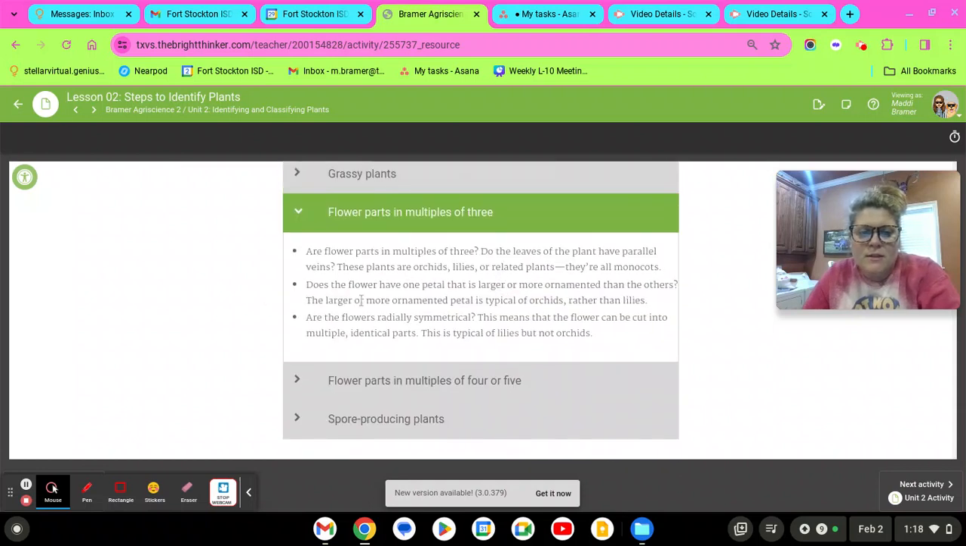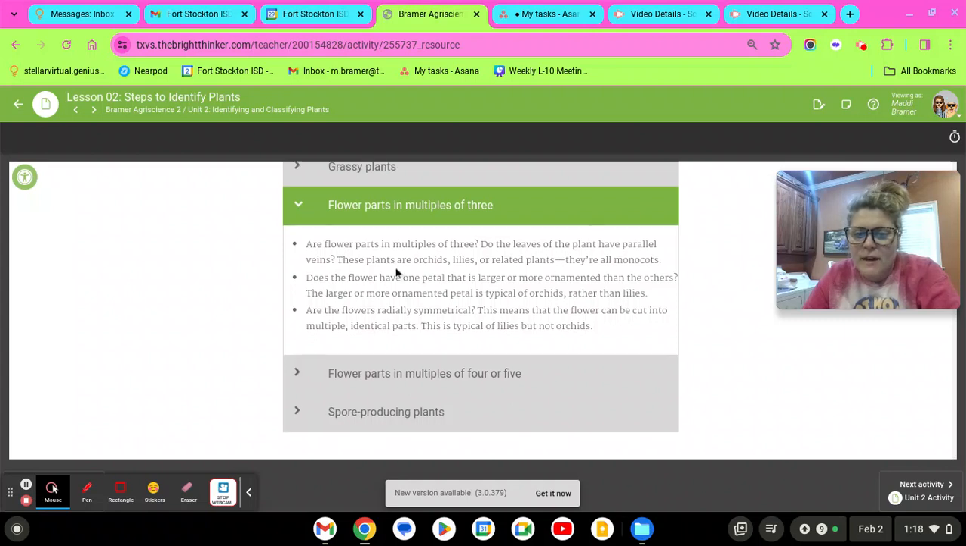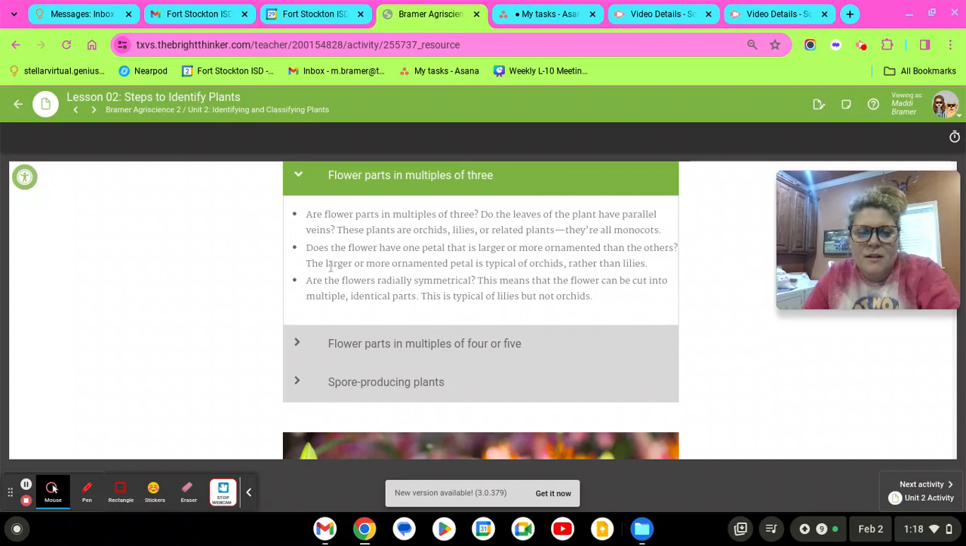So flower parts in 3, are they flowers in multiples of 3? So that's when they're clumped. If they are, they're monocots. Do they have parallel veins? These are like orchids, lilies. Does the flower have one petal that's larger than the others? The larger or more ornamental petal is typical of orchids rather than lilies, where they'll have one petal and then 2 smaller on the side.